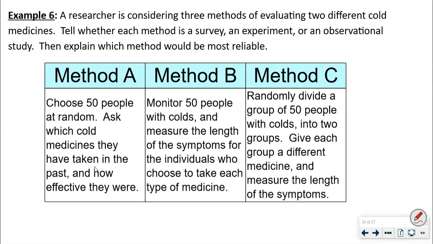Let's look at some key words here. So I would say that we're asking, right? We're choosing 50 people at random. So I would say that's important. We're choosing 50 people at random, right? Then we're asking which cold medicines have in the past been effective, okay? So I would say this is a survey. Wouldn't you guys? Be great if I could spell.